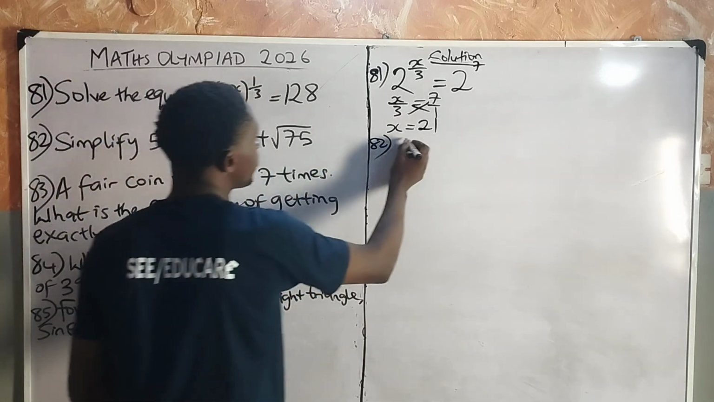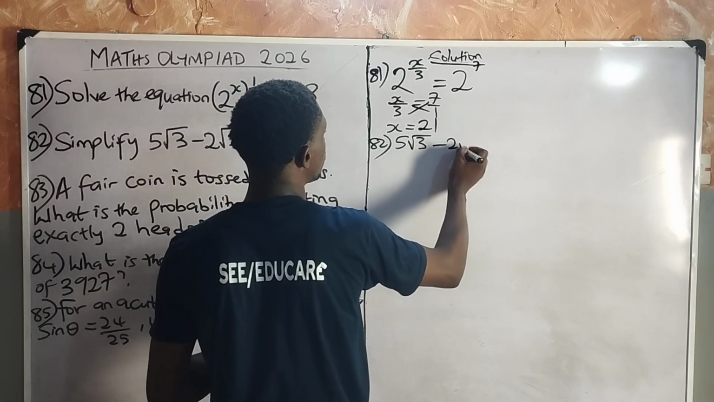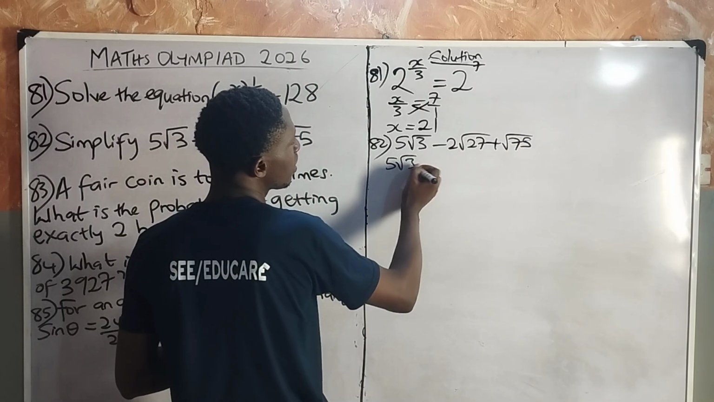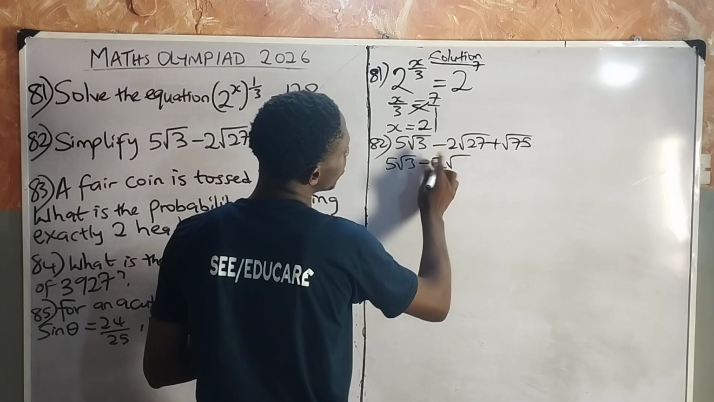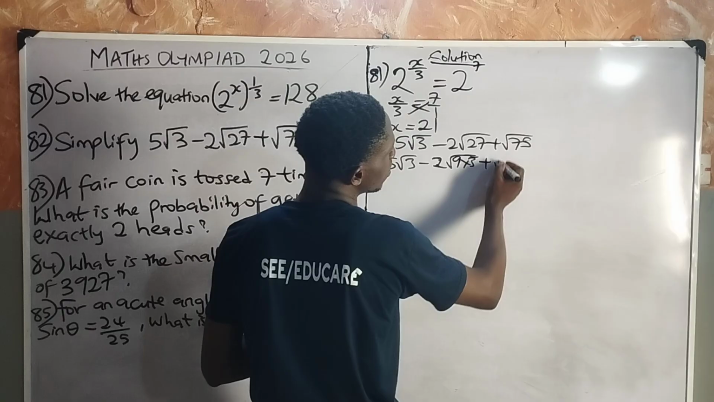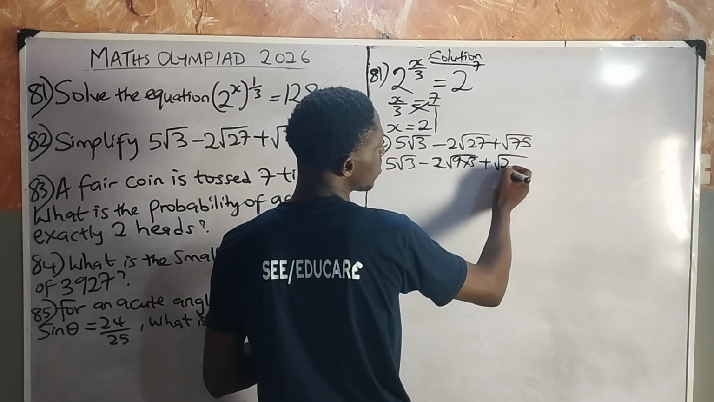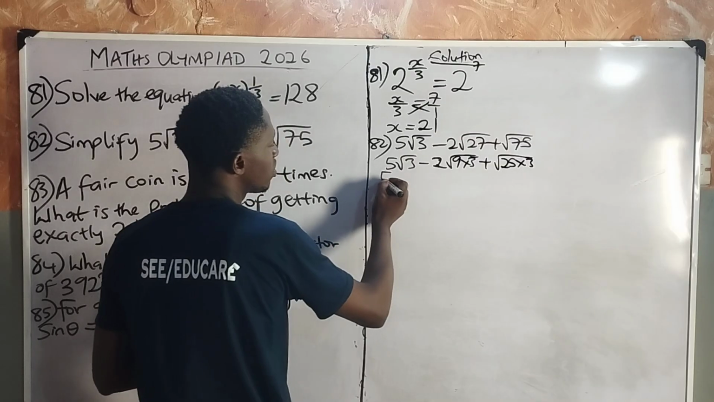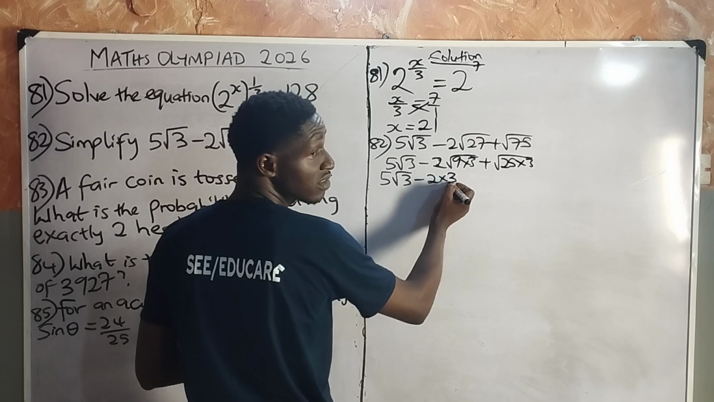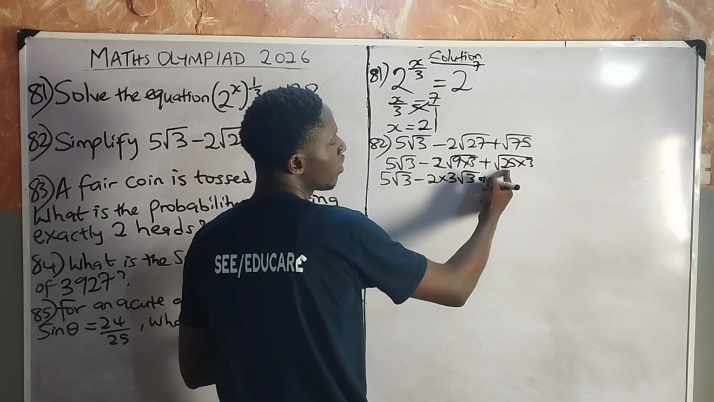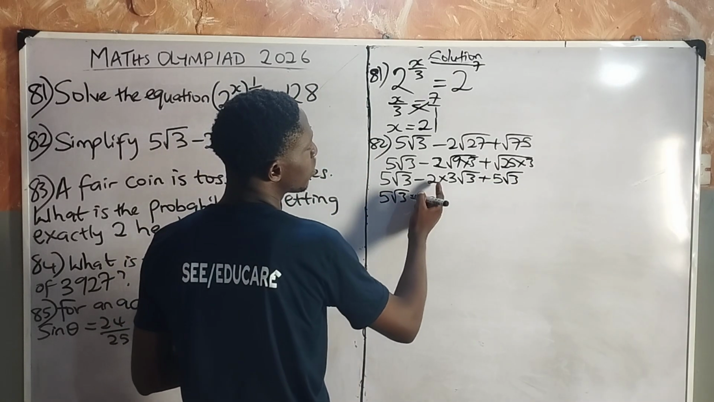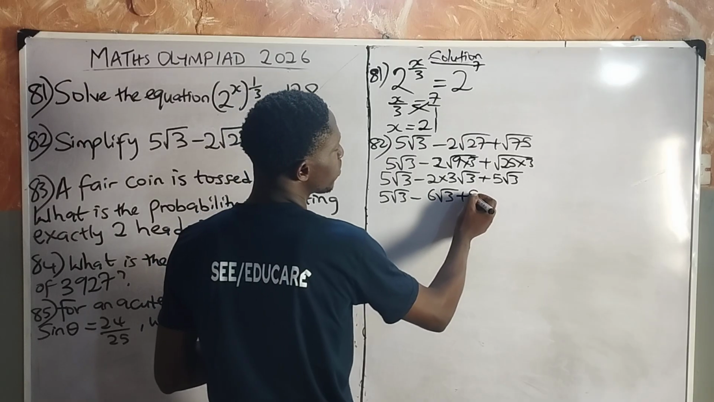Simplify. We have 5 root 3 minus 2 root 27 plus root 75. The perfect square in 27 is 9, so I have 9 times 3. The perfect square in 75 is 25, so 25 times 3. So this is 5 root 3 minus 2 times the square root of 9, which is 3. You write it outside, root 3, plus the square root of 25, which is 5. You write it outside, root 3. So I have 5 root 3 minus 2 times 3, which is 6 root 3, plus 5 root 3.